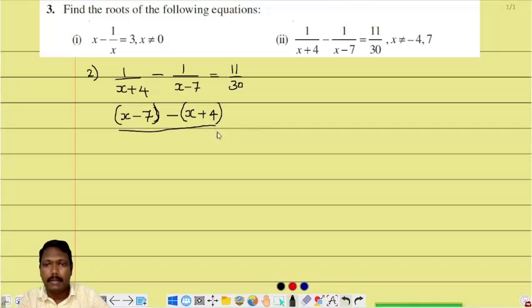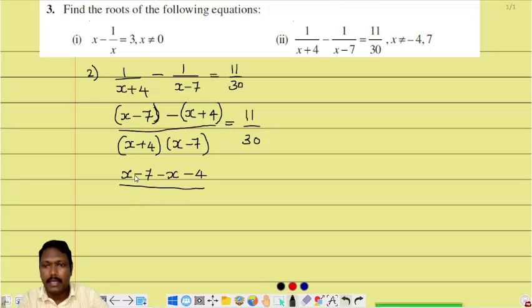All divided by (x plus 4) into (x minus 7). These two you have to multiply, is equal to 11 divided by 30. Right side we can keep the same. Now open the brackets. We will get here x minus 7 minus x minus 4, all divided by, open this bracket.